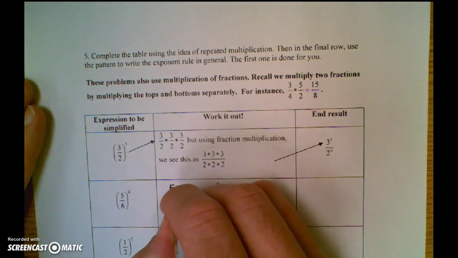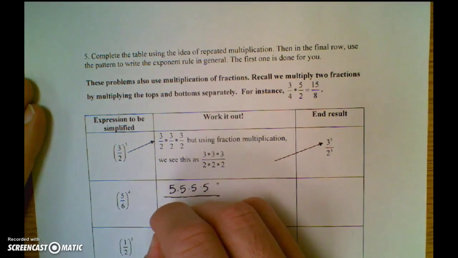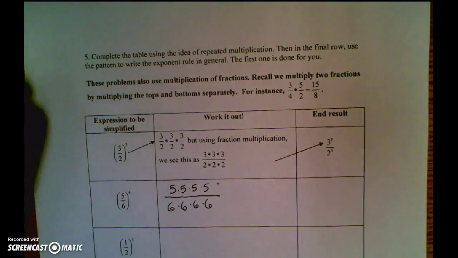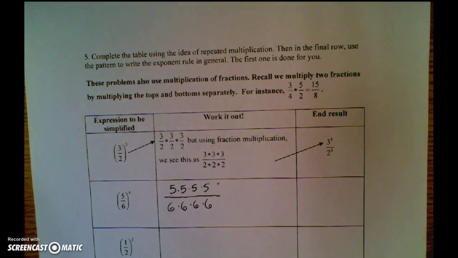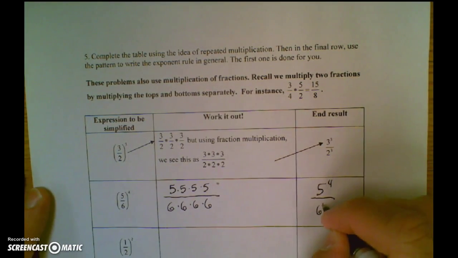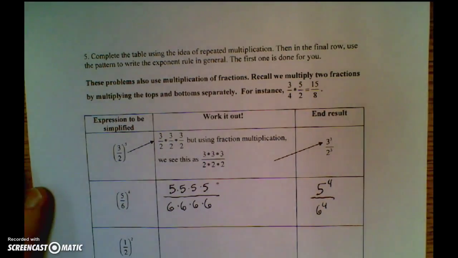Same idea with this guy. 4 5s, and 4 6s. So at the end result, you get 5 to the 4th over 6 to the 4th. Because I wrote 5 6ths 4 times.